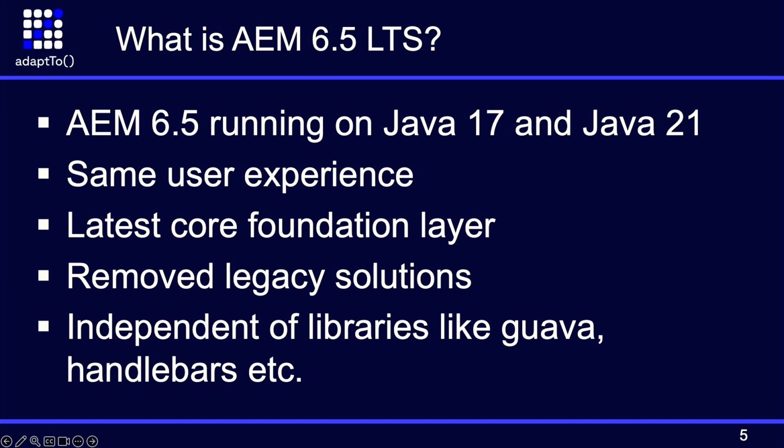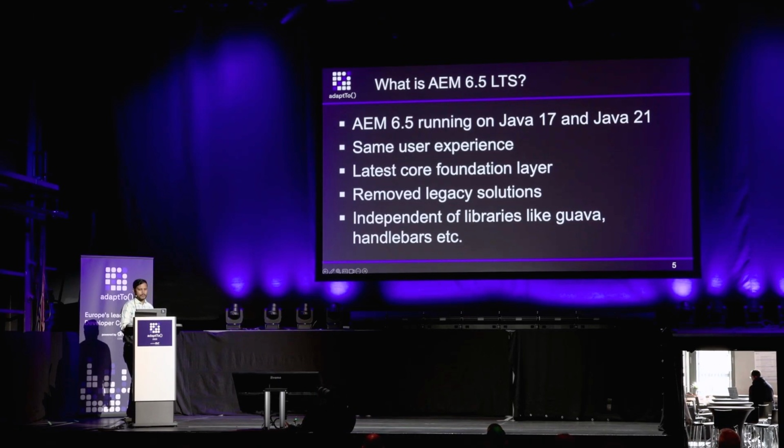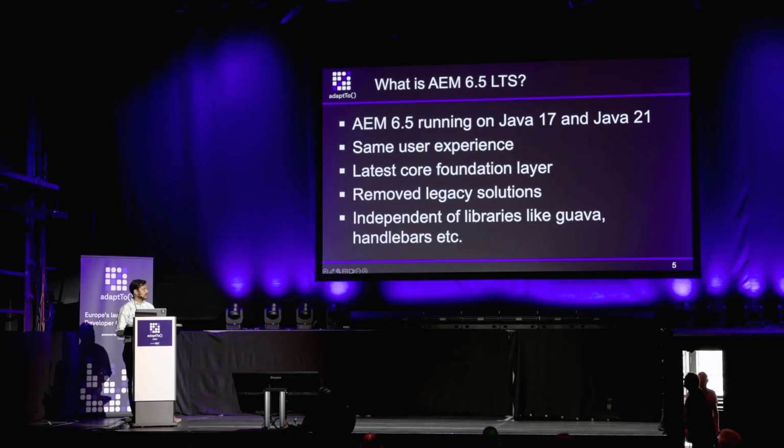The initial release of AEM 6.5 LTS includes all of the updates and fixes till AEM 6.5 Service Pack 22. And recently, the first service pack was also released for AEM 6.5 LTS, which incorporates all the changes of Service Pack 23 as well. It is built over the latest core foundation layer like Felix, Sling, and Oak. Apart from these upgrades, we removed a few legacy solutions like social and the old commerce module. A few open source libraries like Guava and Handlebars were also removed in AEM 6.5 LTS.